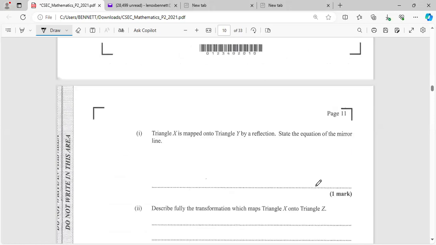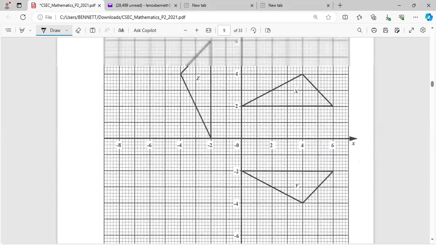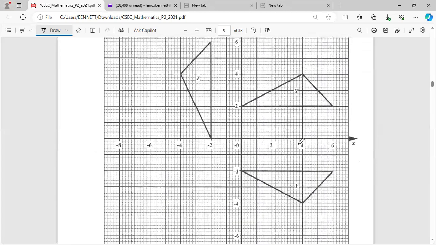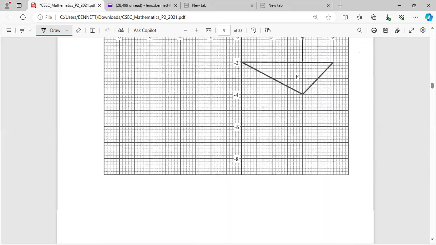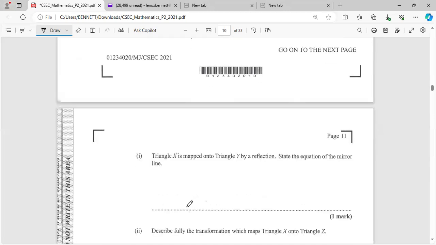Triangle X maps onto triangle Y by a reflection. Give the equation of the mirror line. So they want to know what line it was reflected in. Look at the x-axis. Let's test it: 1, 2, 1, 2. So it's a reflection in the x-axis, and of course the x-axis is the line y equals 0. So it's y equals 0, and you get the full marks.